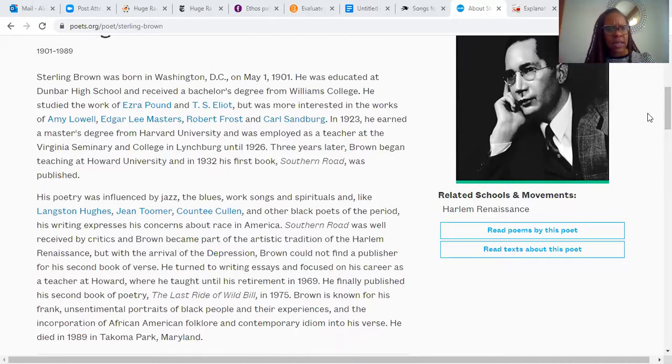We have that context. We know that he's educated. He received his bachelor's degree. We also know that he studied the work of what I call traditionalists, the poets who really adhere to strict form, meter, rhyme, and verse. So he studied well-known poets Ezra Pound, T.S. Eliot, Robert Frost. He earned a master's from Harvard, and he taught at Howard. So okay, he has credentials.